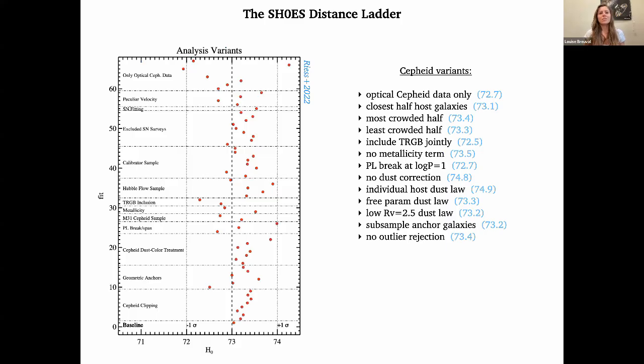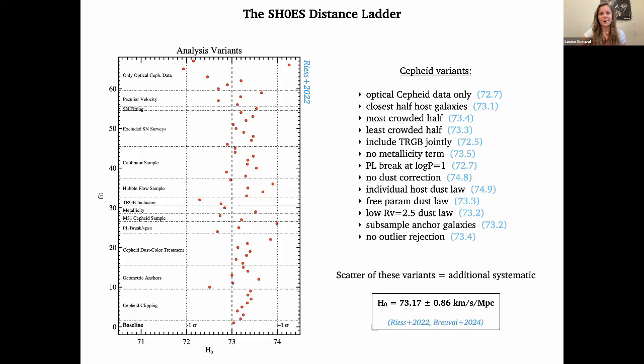All right, so now the distance ladder gives a Hubble constant of 73.17 plus or minus 0.86, combining the 4 anchors and the 42 supernovae hosts. These are all the variants that have been tested in the last SHOES release. The bottom line is that it's really hard to get below 72 and higher than 74.